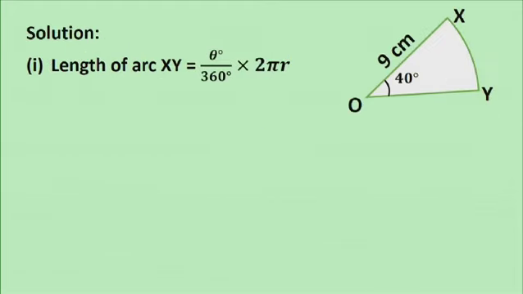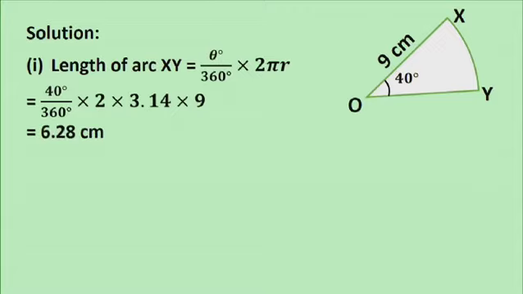To find the length of arc XY, we are going to use the formula theta degrees over 360 degrees multiplied by 2 pi r. Substituting the values, 40 degrees divided by 360 degrees multiplied by 2 multiplied by 3.14 multiplied by 9, we get 6.28 centimeters. That is, the length of arc XY is 6.28 centimeters.